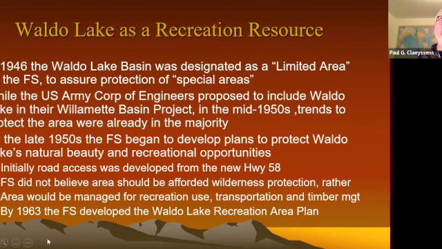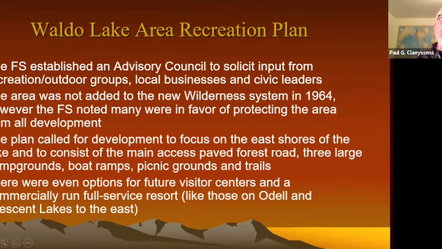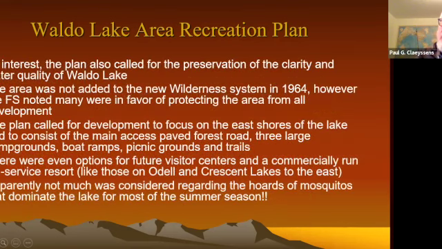And by the early 1960s, the Forest Service developed the Waldo Lake Recreation Plan. So they established an advisory council, they worked with community members, and ultimately developed a road that came in on the east side of the lake, and then a series of campgrounds, Shadow Bay, Islet, and North Waldo, and then boat docks and all the other trails, etc. So there was a real effort to develop it as a recreation resource.